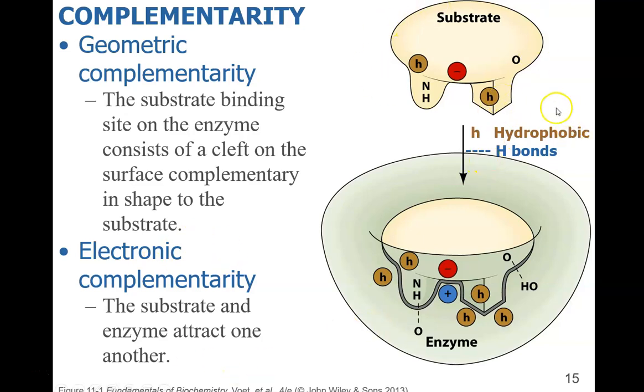So if we have our substrate right here, this little brown H is to represent hydrophobic interactions. So we have hydrophobic interactions between our enzyme and our substrate. These blue dashes right here are hydrogen bonds. So maybe we have a hydrogen bond donor on our substrate and a hydrogen bond acceptor on our enzyme, or maybe it's the other way around where we have a hydrogen bond donor on our enzyme and a hydrogen bond acceptor on our substrate. Or we could have ion pairing where we have a negatively charged substrate and a positive charge on our enzyme. So all of that would be considered to be electronic complementarity.